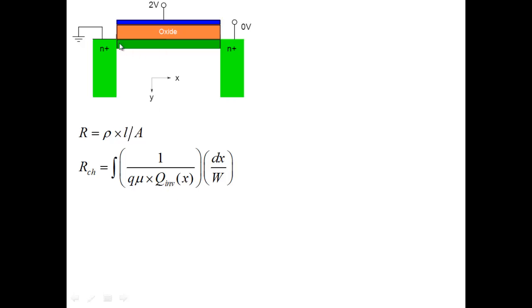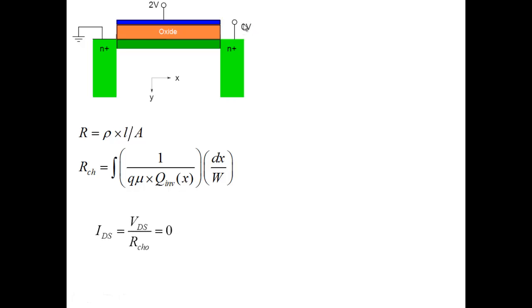The electron density may be varying as a function of position. So it's like a resistance, but with different values of resistivity at every point, because the amount of electrons is different at every point when you apply a drain voltage. So resistivity is not the same throughout. Resistivity is different at different places: minimum resistivity here and maximum resistivity here. So it's like a resistance here.